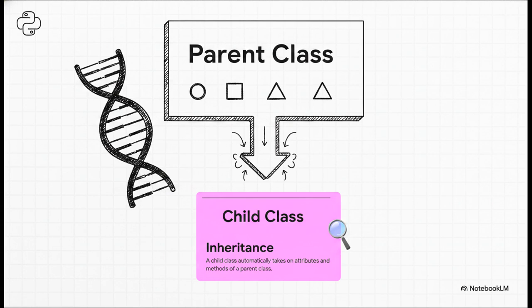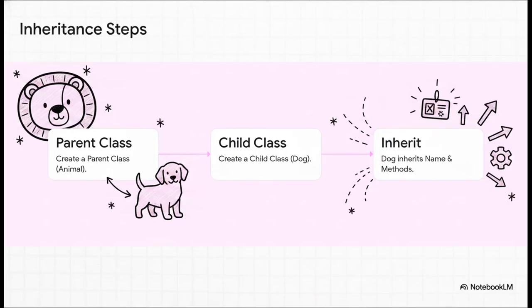Inheritance is this incredibly powerful organizational tool where a new child class automatically takes on, or inherits, the attributes and methods of an existing parent class. It perfectly mimics how children inherit physical traits from their parents in the real world. Let's think about how this creates a brilliant hierarchy. Step 1, we create a parent class called animal with some basic data. Step 2, we create a child class specifically for a dog, and we link it directly to that animal parent. Step 3, pure magic. The dog automatically inherits the name, the species, and the methods of the animal. It saves us entirely from writing duplicate code.